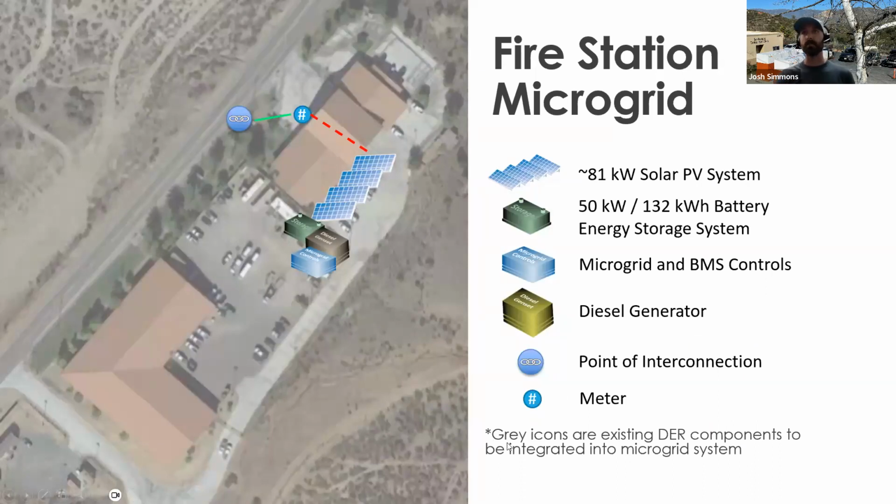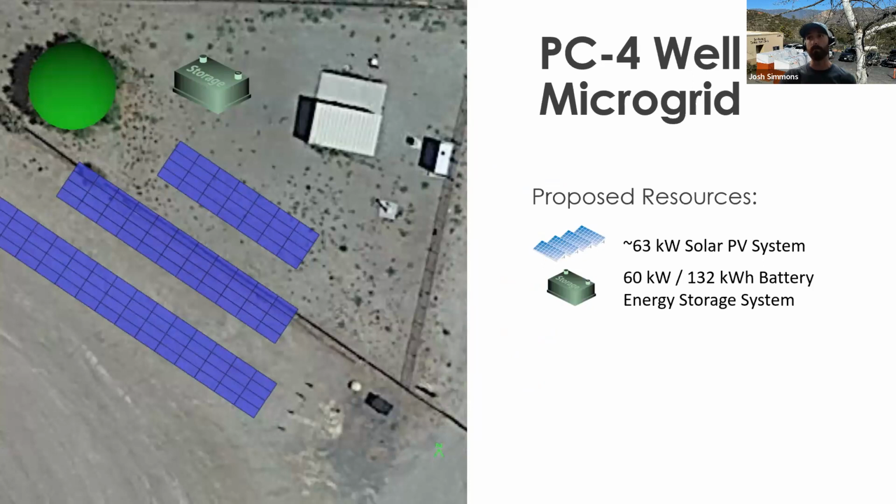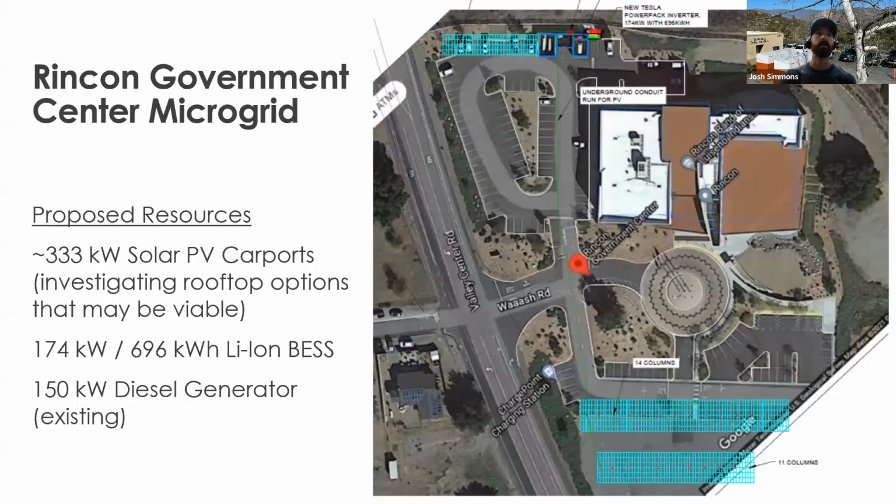There are smaller systems. This is a fire station one, a more simple lithium ion type facility and system. This one's for a well pump, to ensure that this is for domestic water supply for the community, and this is for the government center operations, so that all the departments that the tribe needs to be available during these times are available.